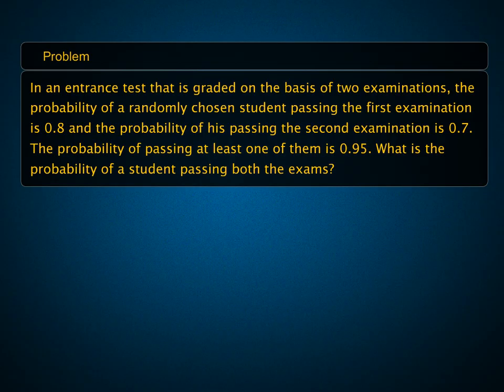In an entrance test that is graded on the basis of 2 examinations, the probability of a randomly chosen student passing the first examination is 0.8 and the probability of his passing the second examination is 0.7. The probability of passing at least one of the 2 exams is 0.95. What is the probability of a student passing both the exams?